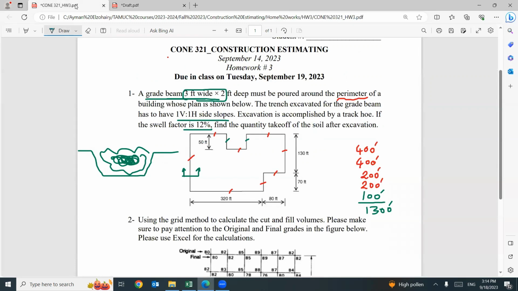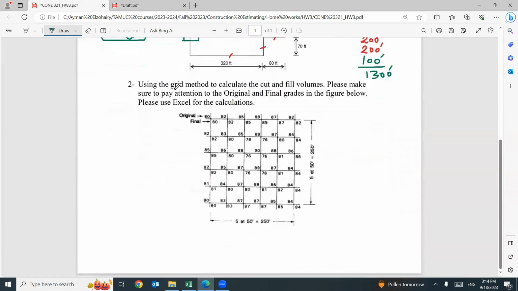For the second problem, we are going to use the grade method to figure out the excavation of this area of land. This area of land is 250 feet times 250 feet. It's a square. I divided it into small squares. Each is 50 by 50. So each cell here is 50 by 50.